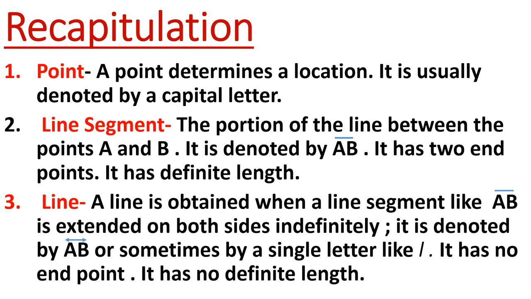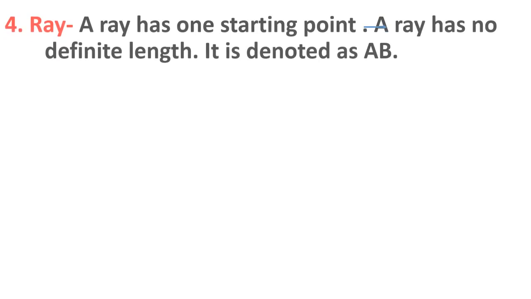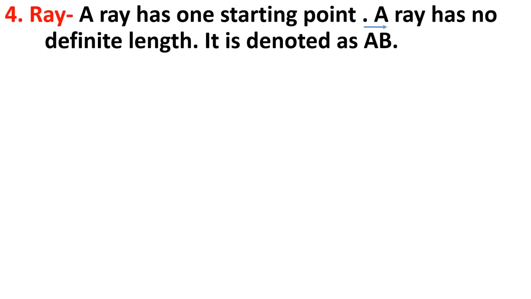As I told you, a line segment has 2 endpoints, but a line has no endpoint. And as it has no endpoint, it has no definite length. Its length will not end. Next, we have done ray. What is a ray? A ray has one starting point and no definite length, and it is denoted by AB with a small ray above it.